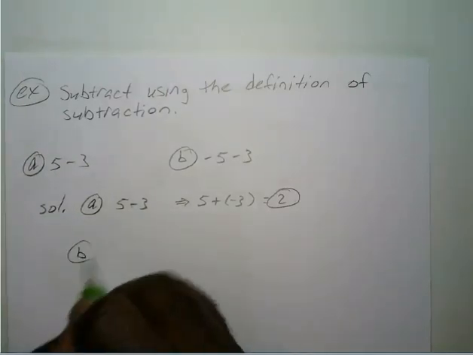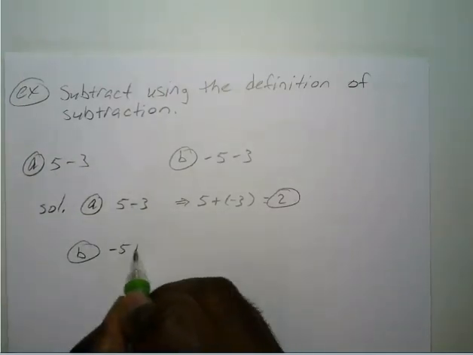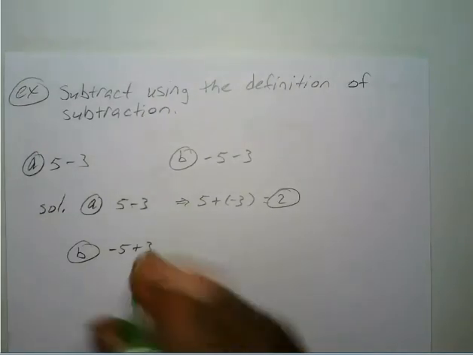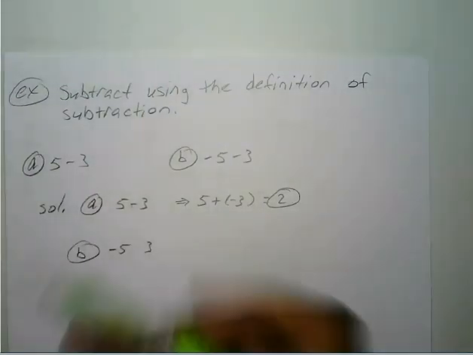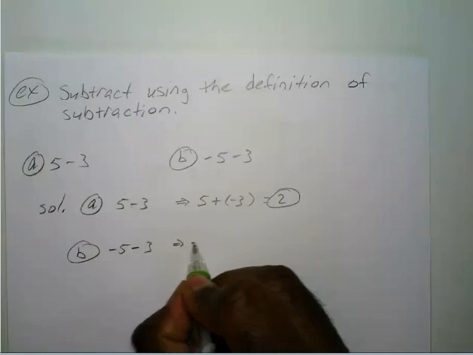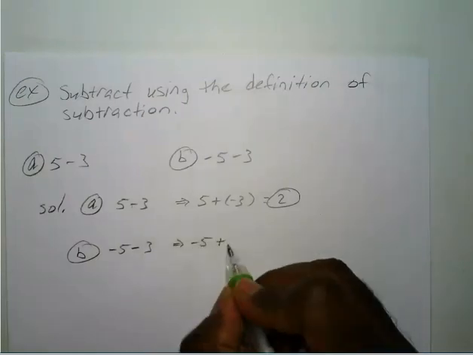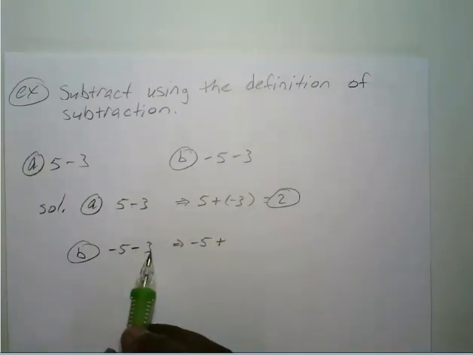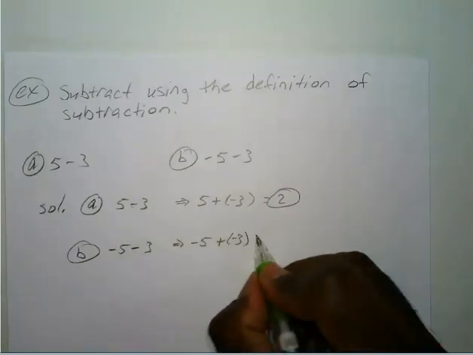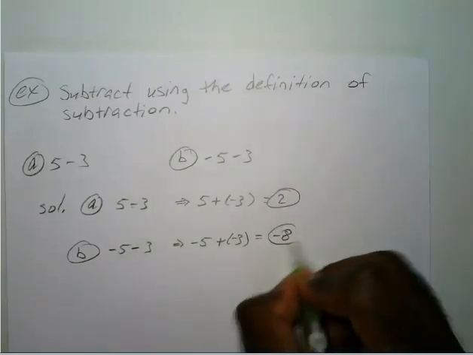Okay. And for problem B, you have negative 5 plus 3. Oh, negative 5 minus 3. Sorry about that, I'm jumping ahead. Negative 5 minus 3, which becomes negative 5 plus, and that minus 3 becomes plus negative 3, which is negative 8.